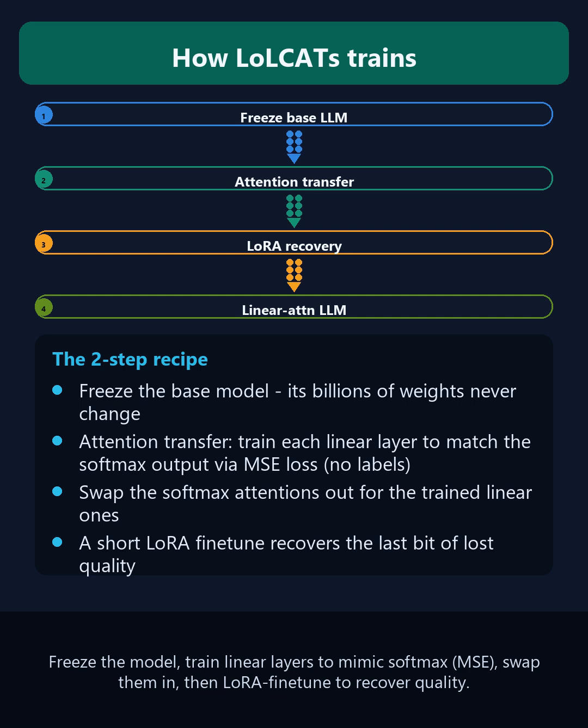Here is the flow. Start by freezing the base model completely. In attention transfer, each new linear attention layer is trained to match the output of the softmax attention it replaces, using a simple mean-squared error loss, no labels needed. Then swap the softmax layers out for good. Finally, run a short LoRA finetune to recover the last bit of quality lost in the approximation. The result is a subquadratic version of your original model.